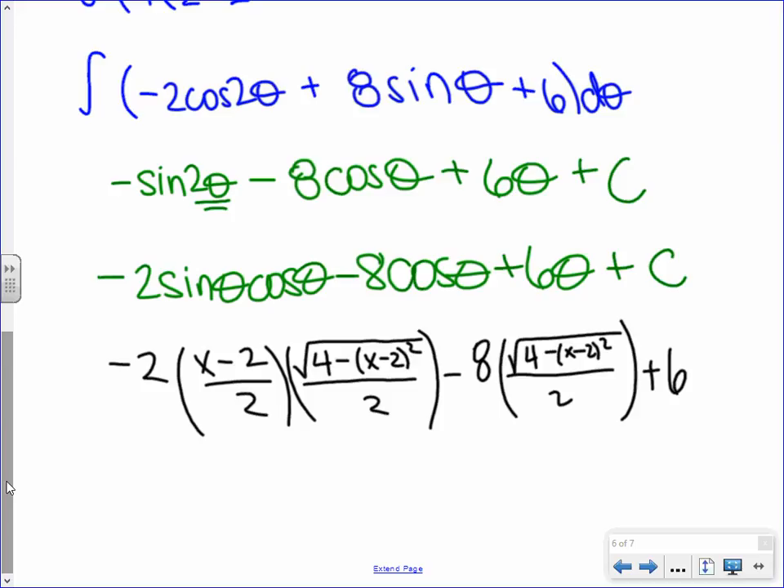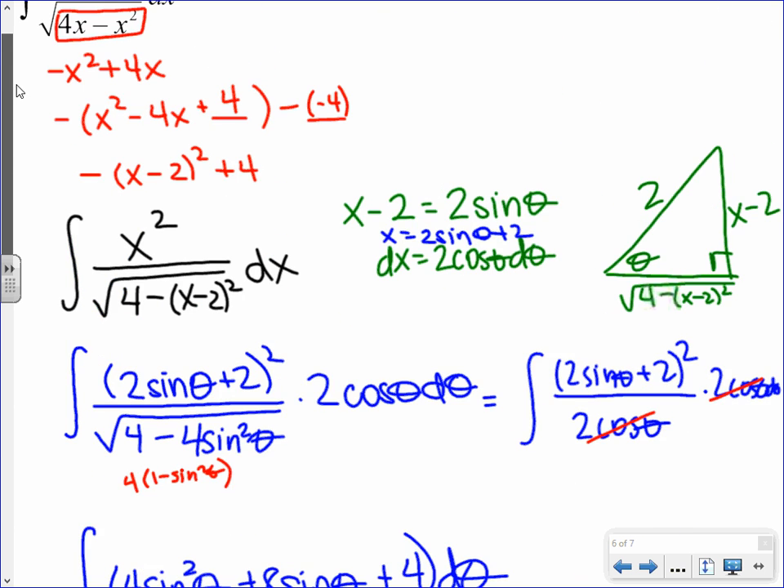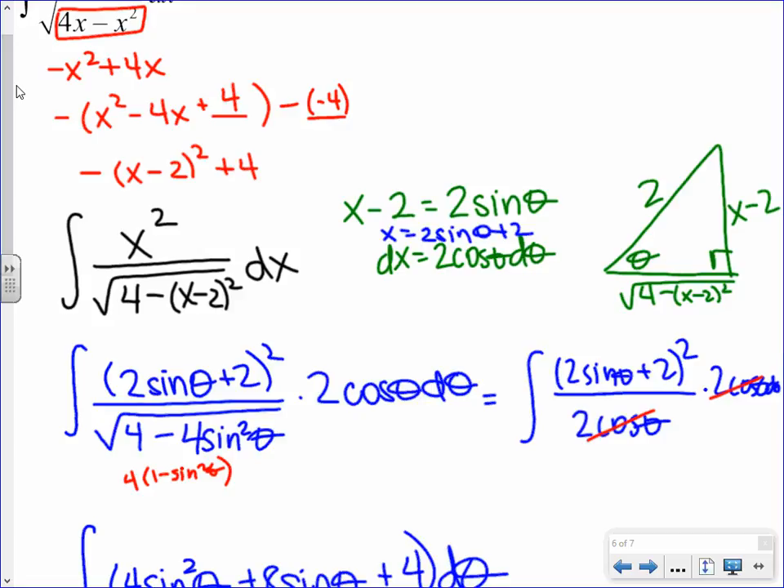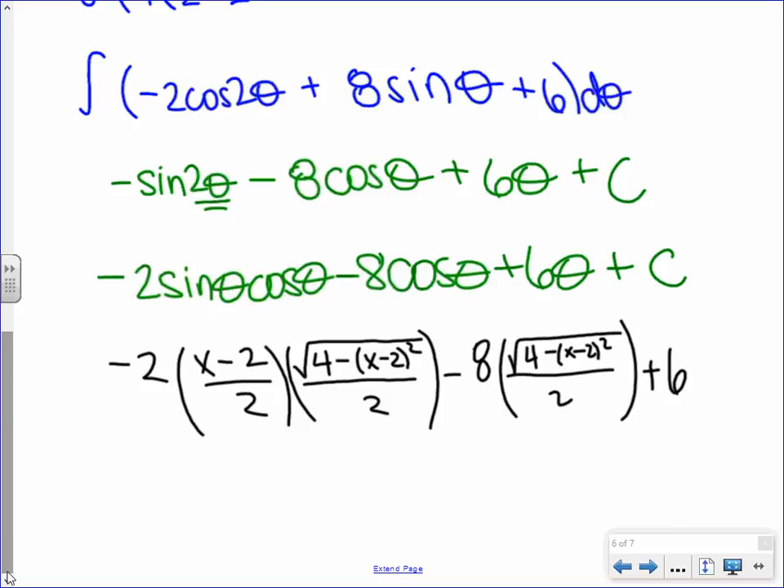Anytime we have theta, I want you to use the trig function that we defined x to be. So since we defined x minus 2 to be 2 sine theta, that means x minus 2 over 2 is sine theta. And so theta is the inverse sine of x minus 2 over 2.